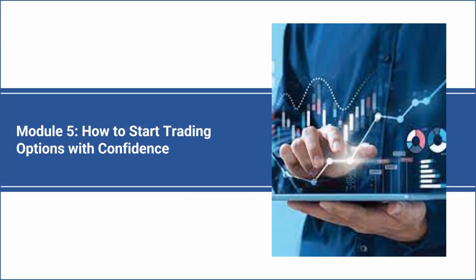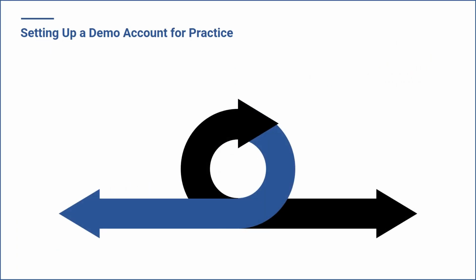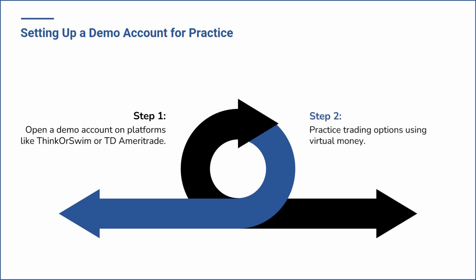Module 5, how to start trading options with confidence. We have to set up a demo account for practice. Step 1, open a demo account on a platform like Thinkorswim or TD Trade, or you can also use Robinhood or Webull. Step 2, practice trading options using virtual money, which is called paper money in trading terms. We call that paper money.